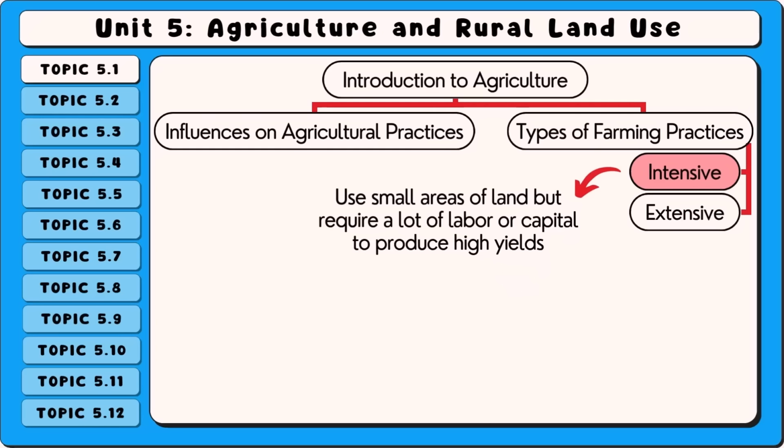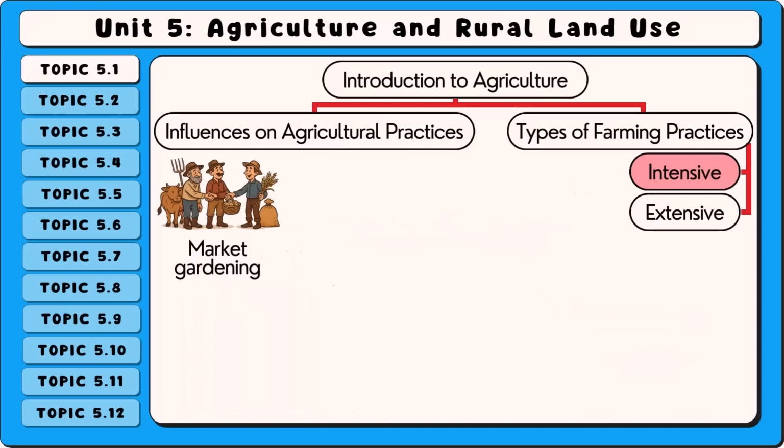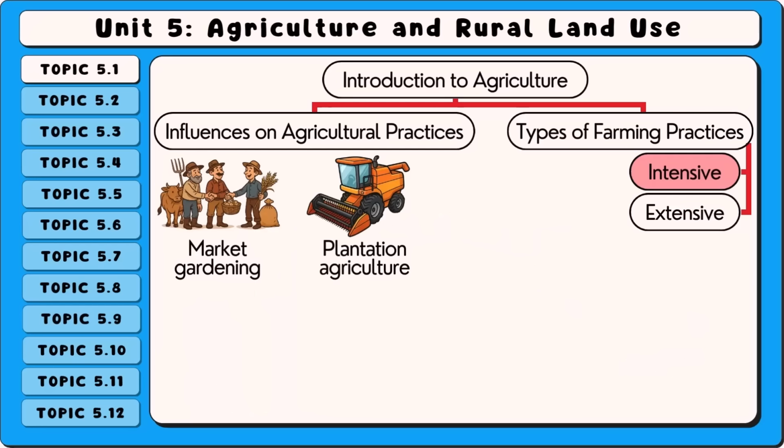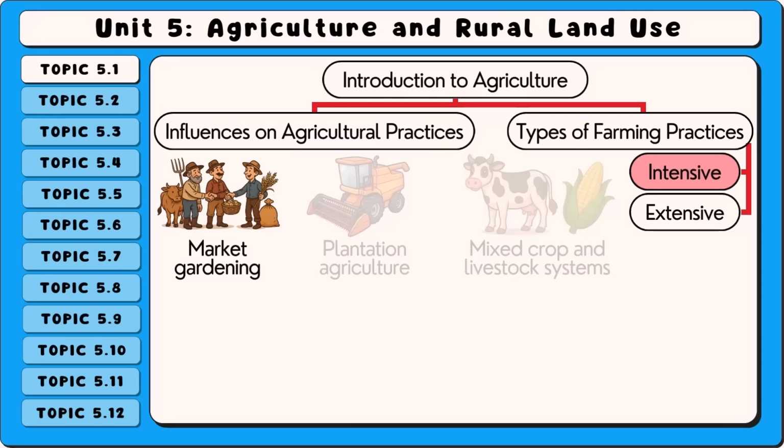Intensive farming practices use small areas of land but require a lot of labor or capital to produce high yields. These methods are often found near cities or in areas with high population density. AP Human Geography requires that you know about three main types of intensive farming: market gardening, plantation agriculture, and mixed crop and livestock systems. The first type is market gardening, also called commercial gardening.